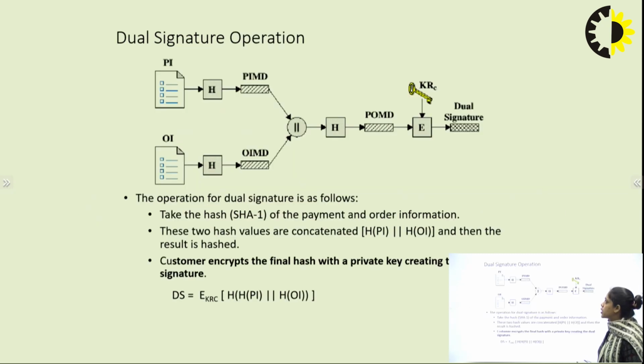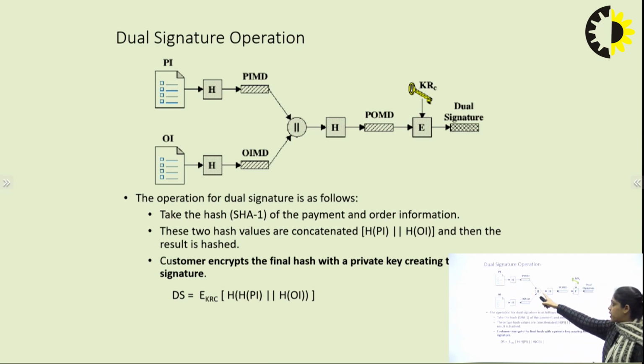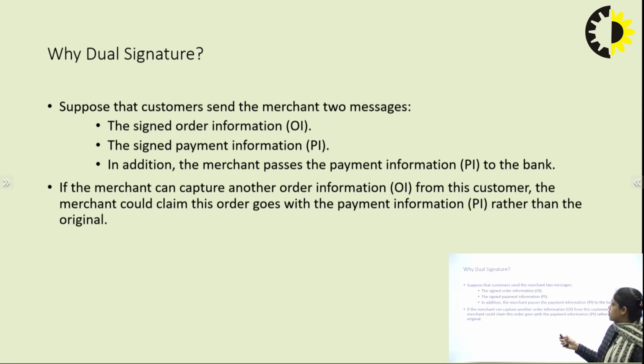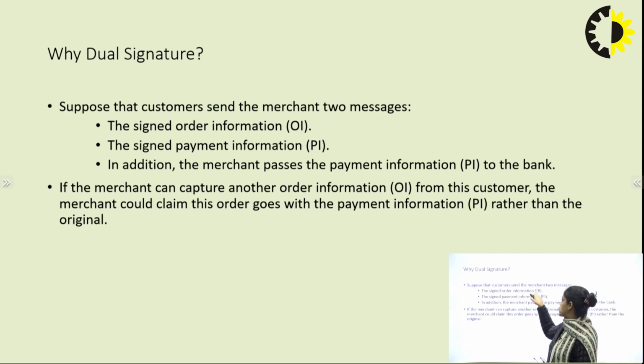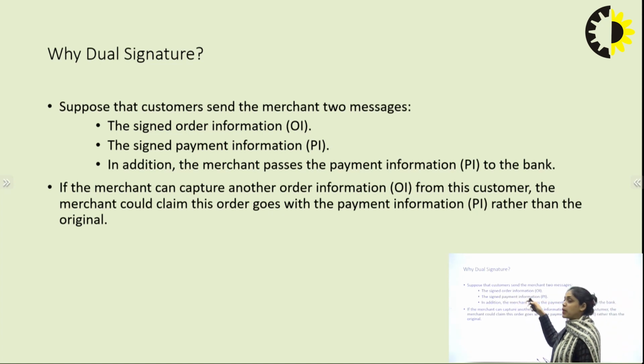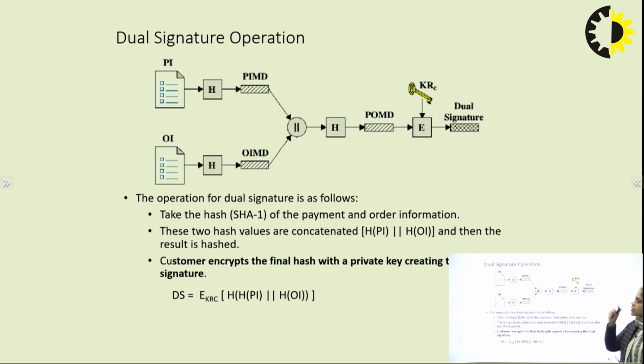So here is the dual signature operation. This is the PI. It is attached with the hash PIMD. The concatenated hash will be produced, and finally it shows you the dual signature with the combination of these two, as we have seen over here. This is OI, the signed order information. PI is the signed payment information. So PI and OI are going to be concatenated like this, and finally we have a combination of these two, named the dual signature.